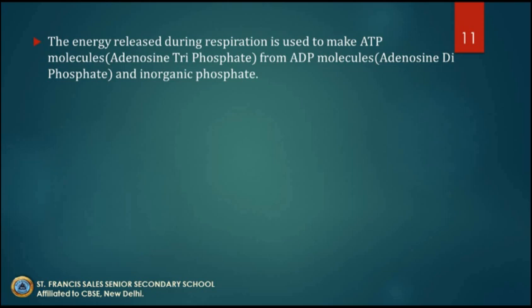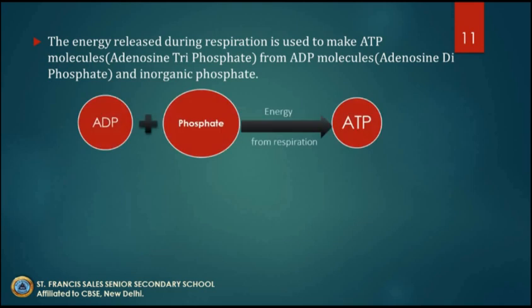The energy released during respiration is used to make ATP molecules. Then what is this ATP? It is adenosine triphosphate. From what is it formed? It is formed from adenosine diphosphate, ADP, and one inorganic phosphate. ADP plus phosphate, with energy, forms ATP. That is it.